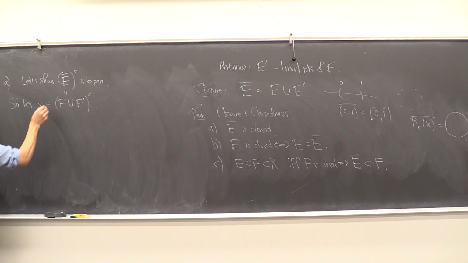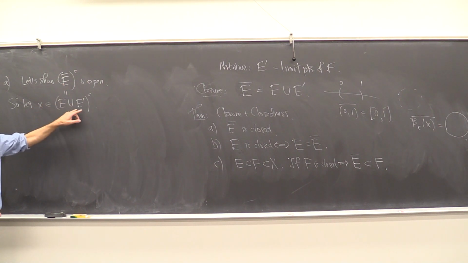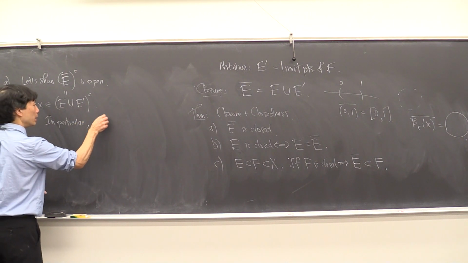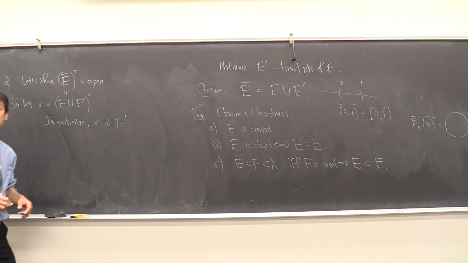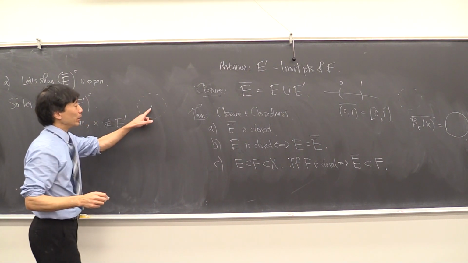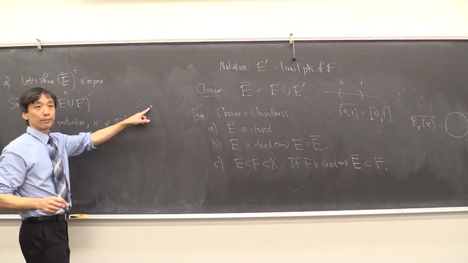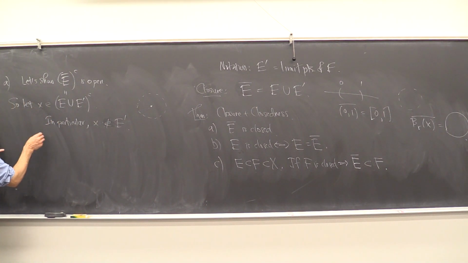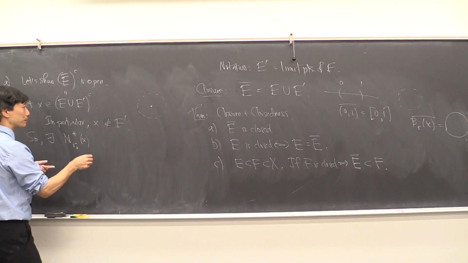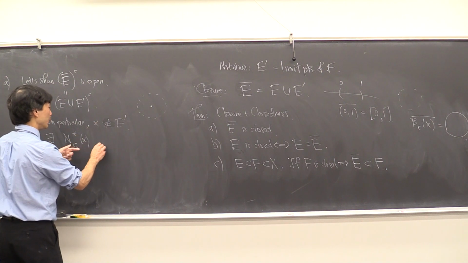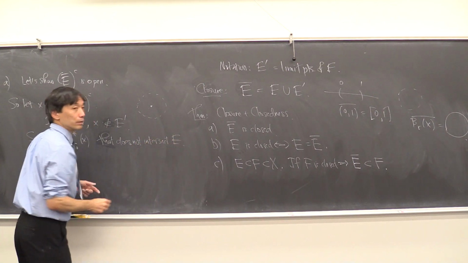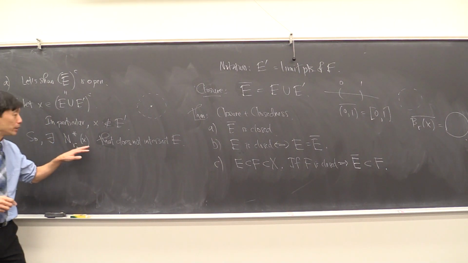So let X be in the complement of E bar. So it's not a limit point of E. In particular, X is not a limit point of E. What do we know if you're not a limit point? Well, that means that there's some punctured neighborhood that doesn't intersect E. That's what not being a limit point means. So there exists a punctured neighborhood around X that does not intersect E. So far so good.